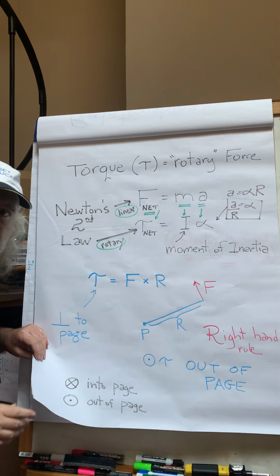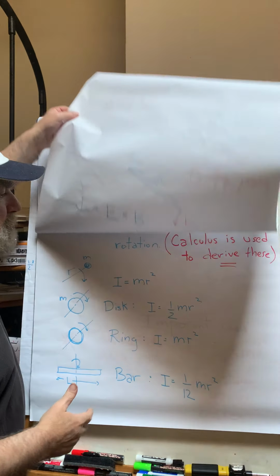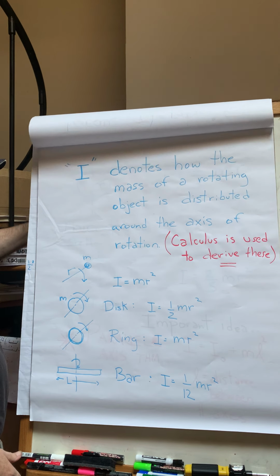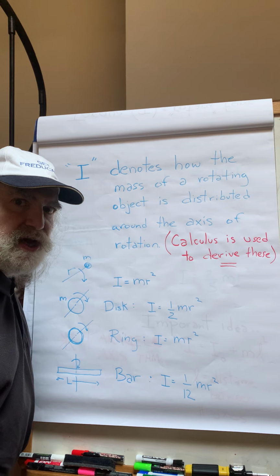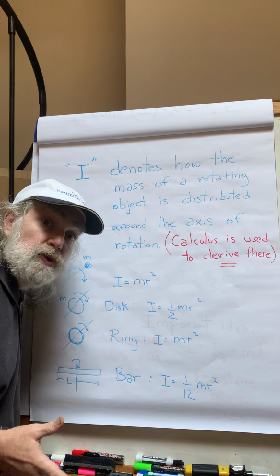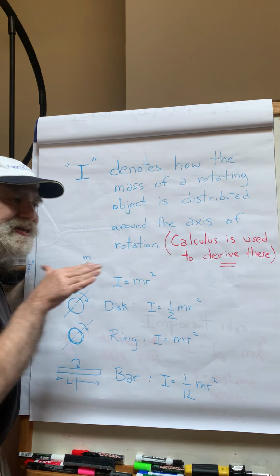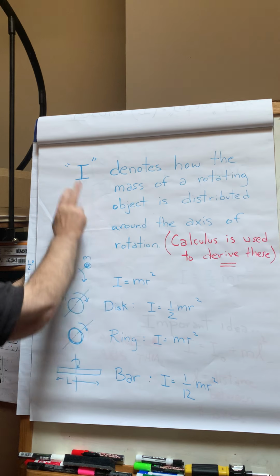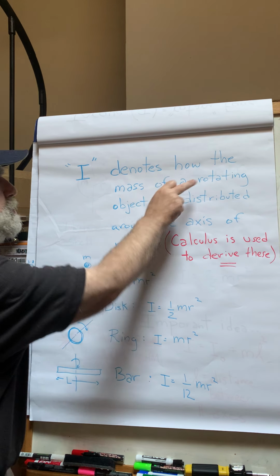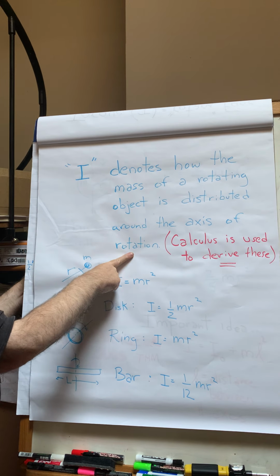And that's a new concept for us, as we're starting to work in a rotating frame. And there's a purpose for this. We're going to get to a subject called equilibrium, where things are balanced. Why do bridges not fly away or collapse? Because of equilibrium. But in order to study that, and in order to do the problems, we need to understand linear motion and rotary motion. So we're now studying this. Now, I, as we know, denotes how the mass of the rotating object is distributed around the axis of rotation.